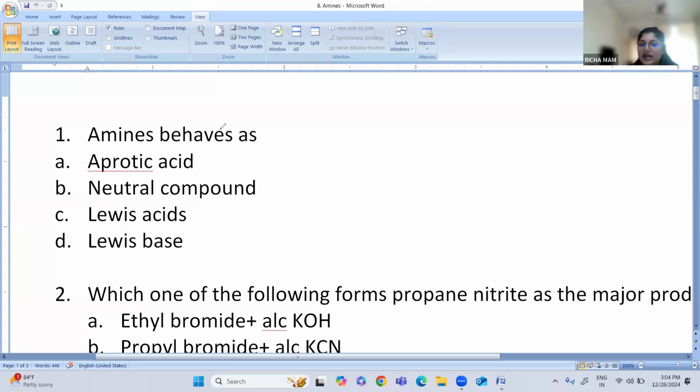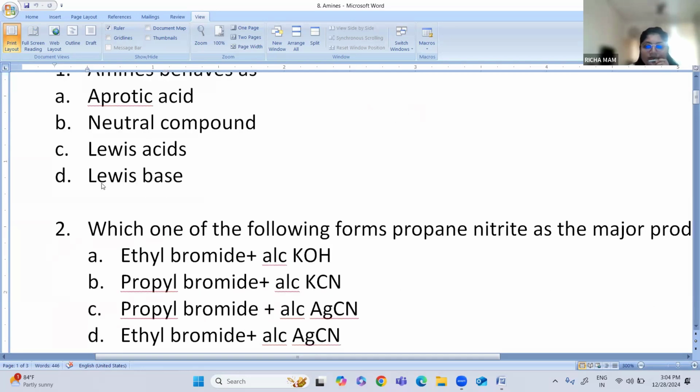As we know, amines are represented by RNH2 and nitrogen has a lone pair of electrons. Amines are able to donate the lone pair of electrons, so they are called Lewis bases. Fine. Next question.